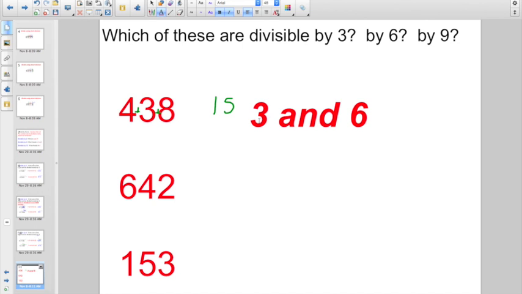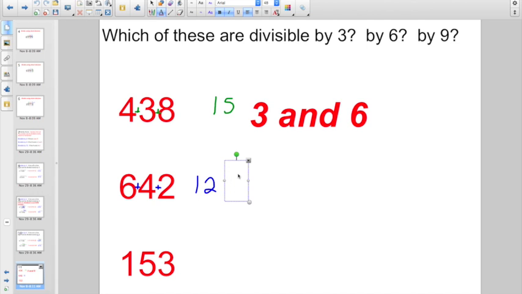And when you input in Socrative, write in the number, and if there's another number, put a space and then the next number. Let's check out this guy, 642. Let's add up our digits. 6 plus 4 plus 2 gives me 12. So let's find out what we can do with 12 in regards to being divisible by 3, 6, or 9.